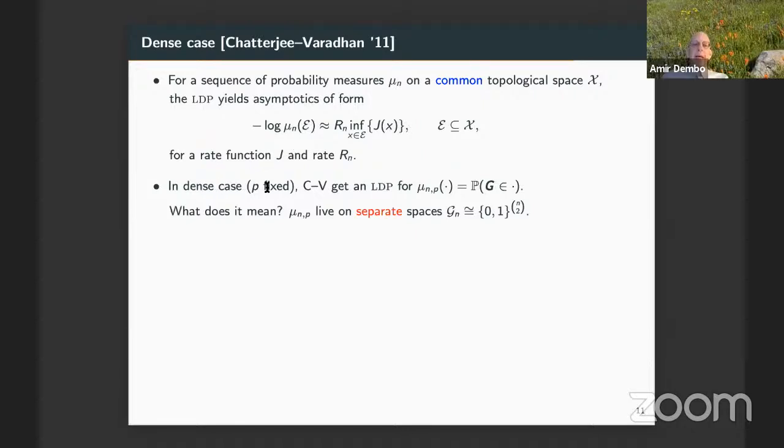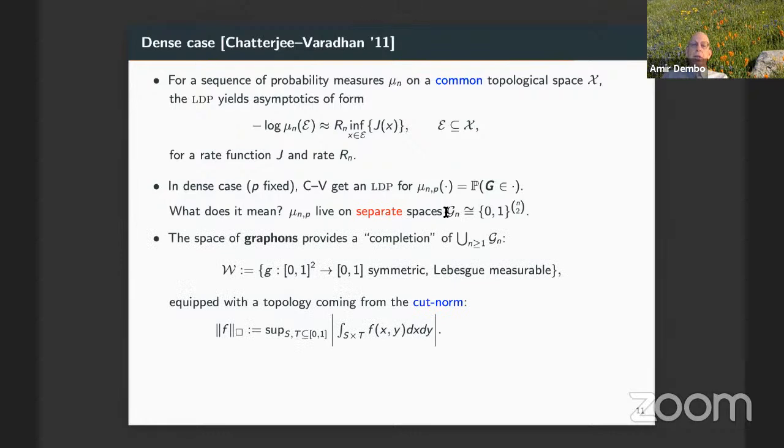In the dense case, Chatterjee and Varadhan proved a large deviation principle for the Erdos-Renyi graph. But what exactly does it mean? After all, the Erdos-Renyi graphs live on different spaces. We are working on Gn, and as we change n, the space changes. So what we need is to put them all in a complete topological space, in the same space. And the way to do it is by the theory that was developed in combinatorics called the theory of graphons.